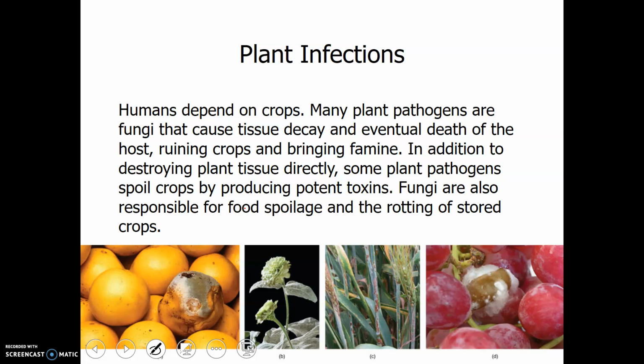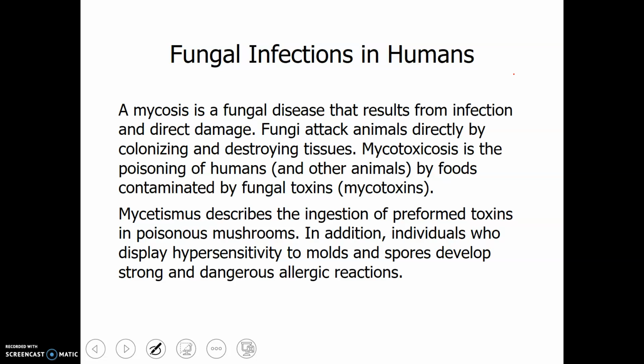There are some plant infections of fungi. You see when oranges go bad, you know what that looks like, I'm sure. It says humans depend on crops. Many plant pathogens are fungi that cause tissue decay and eventual death of the host. And fungi can spoil food. Some fungal infections of crops are called rust and some are called smut. And then there's one called ergot, E-R-G-O-T, which can infect rye.